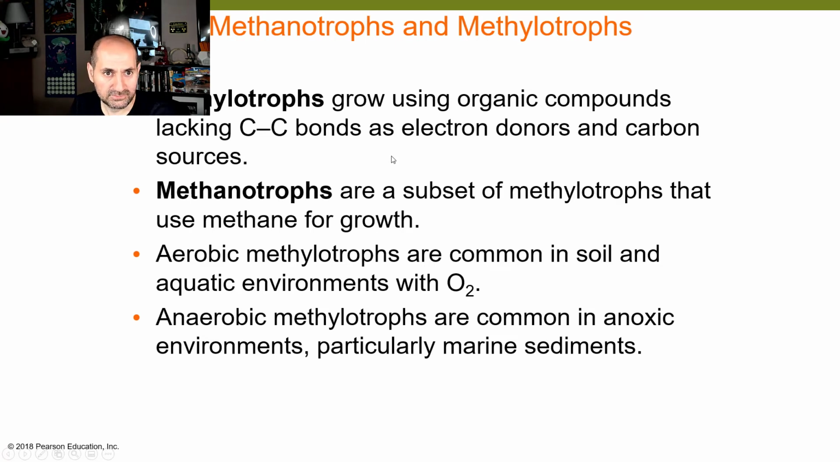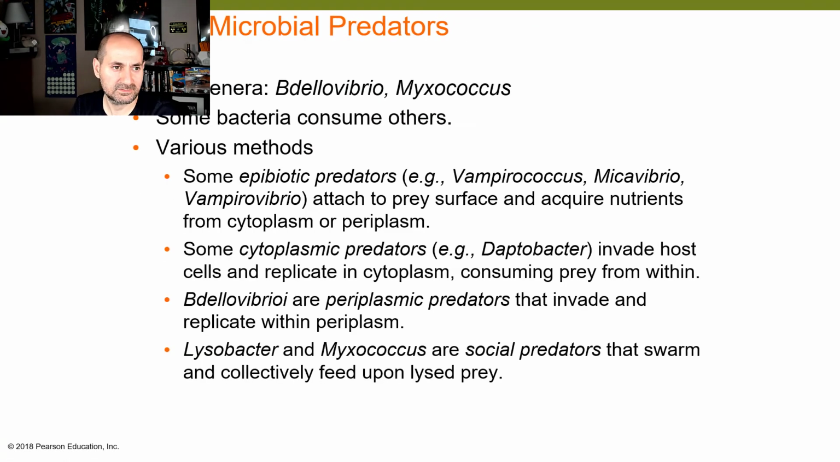Methanotrophs and methylotrophs. Methylotrophs grow using organic compounds lacking C-C bonds. So we're talking they grow by using methane, for instance. Like they could get their electrons from methane. Methanotrophs use methane for growth. So the methanotrophs are a type of methylotroph. They use the methane for growth. They can oxidize methane.